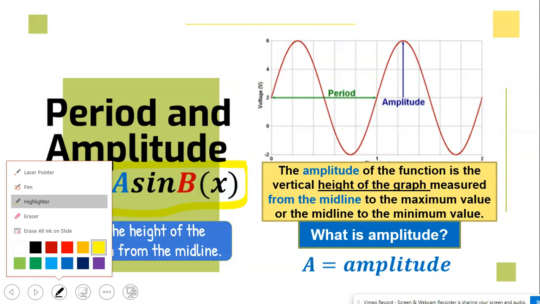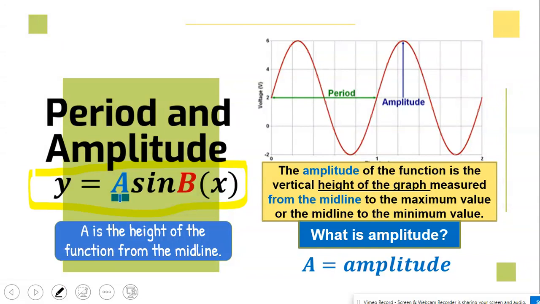And first off, we're going to start talking about a. What is a? A is the height of the function from the midline. And if you're wondering what the heck a midline is, well, what do you think it is? It's the middle line of the graph. It really is just that straightforward.